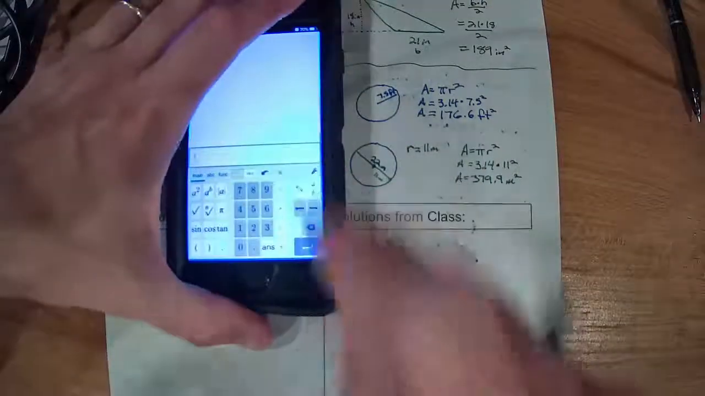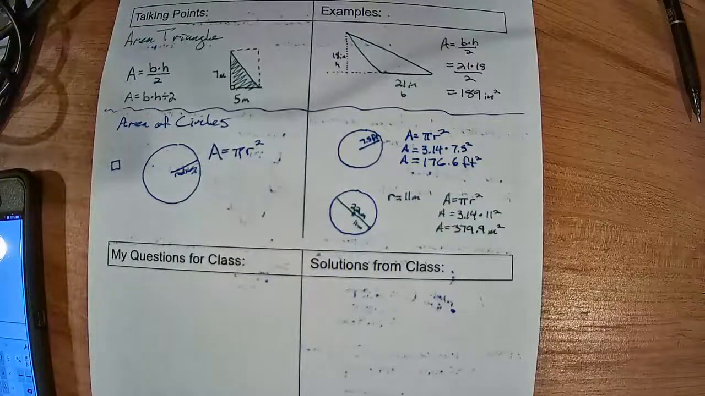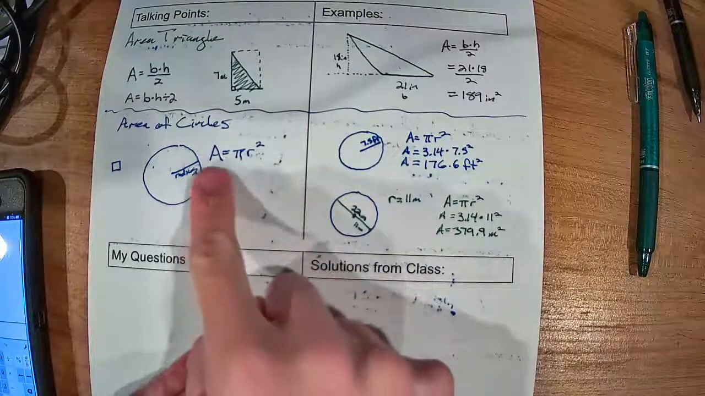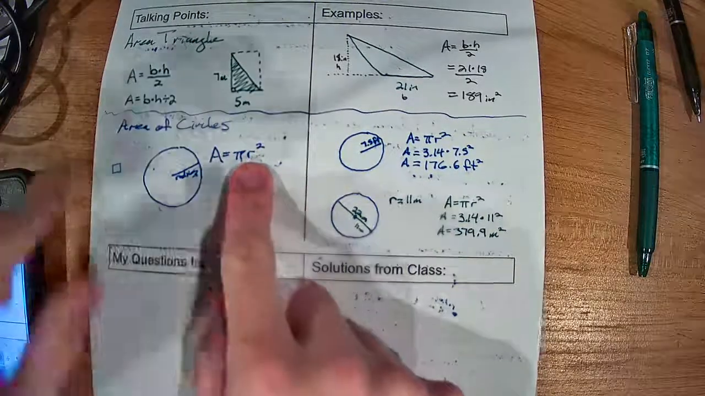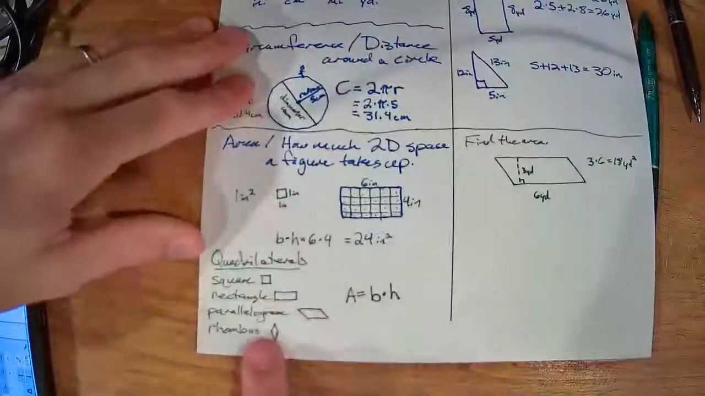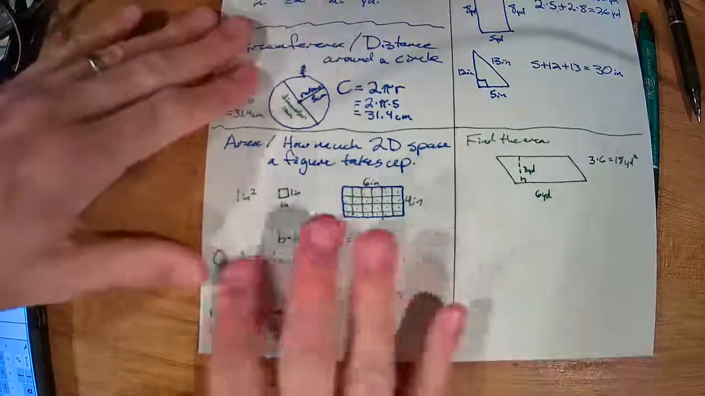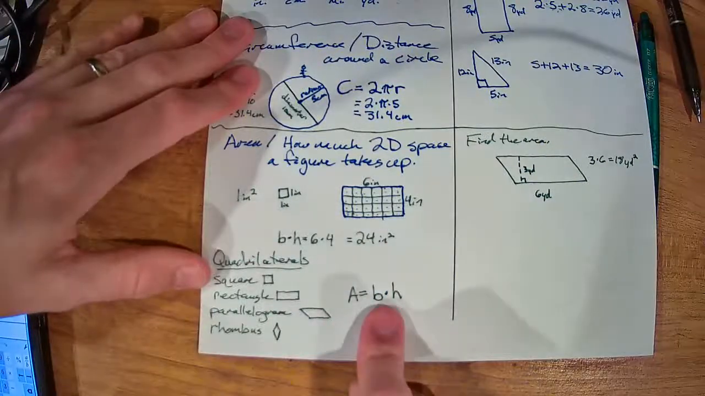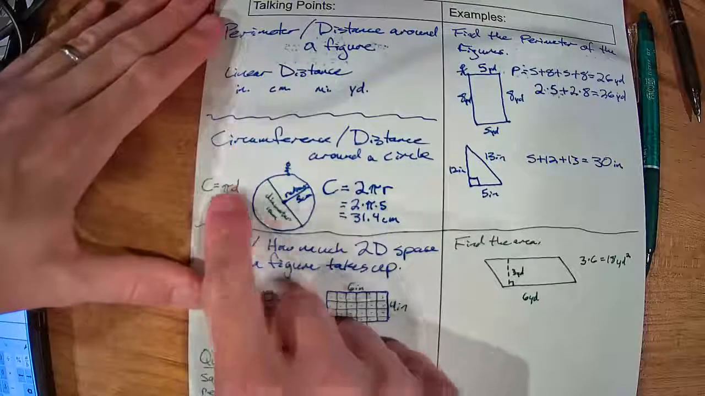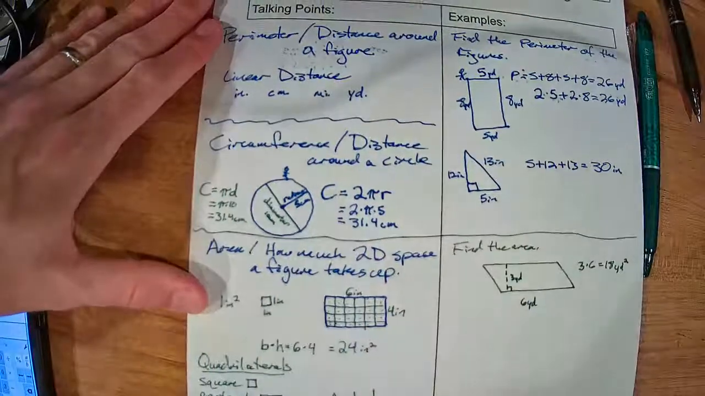There we are. So those are the formulas. Make sure you've got them all jotted down. Eventually, guys and gals, you need to have these memorized. You need to know that the area for a circle is pi r squared, or that the area for a triangle is base times height divided by 2. Or that for almost all of our quadrilaterals, not all, but almost all of them, area is simply base times height. And then, of course, for circumference and for perimeter, we need to know how to find those.